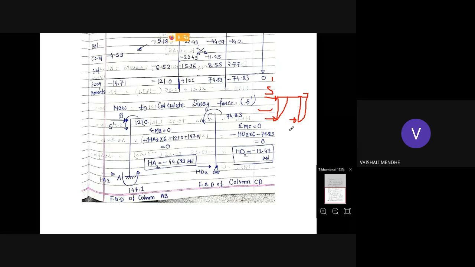Which equation will you use? Summation Fx equal to 0. Okay, so what equation will you get here? This is the sway frame. We have applied this force S dash. So add all the horizontal forces. This is your HA2, this is HD2, and this is the S force, S dash, the sway force.